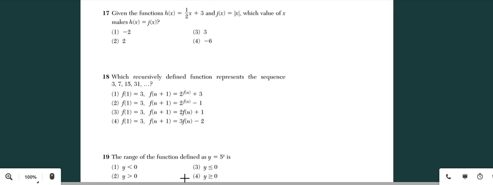Now look at the next one. We are given the function h of x defined by 1 over 2x plus 3, and I think it's g of x, defined by the absolute value of x. Which value of x makes both of them equal? Which value of x can make both of them equal? Now there are different ways. You can use your graphing calculator. The both curves will meet at a point.